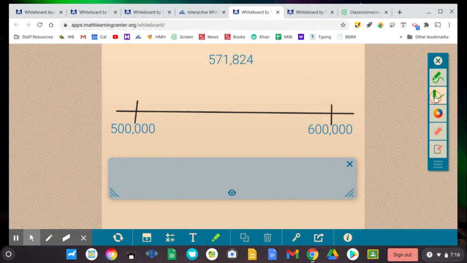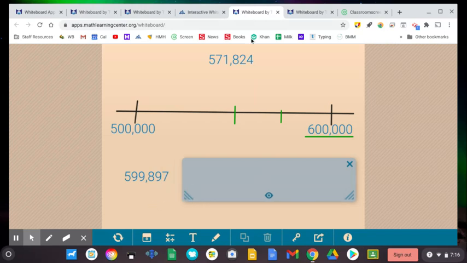So when we think about it, right about there's the middle. That's pretty close. So if we look at where 571,000 would be, it would go right about there. So we can see if we're rounding to the nearest 100,000, this is the number it's closest to. Okay, we have other numbers under here.